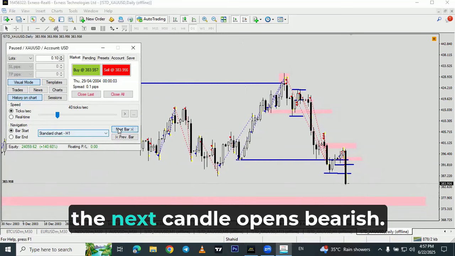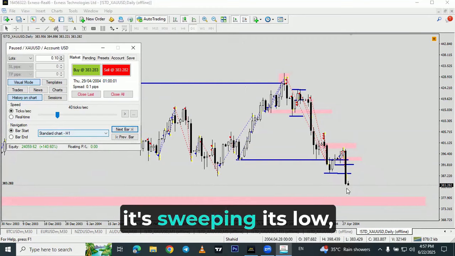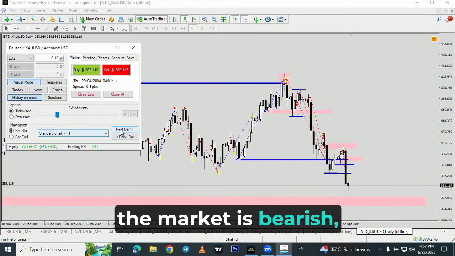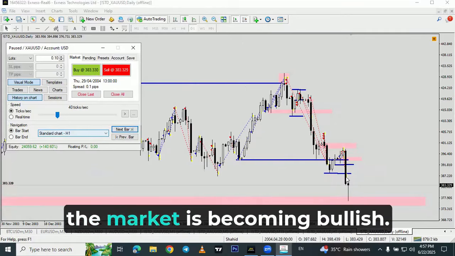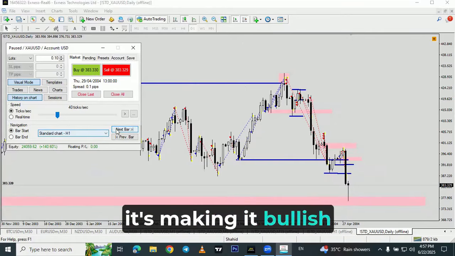Look here, the next candle opens bearish. Look here, it's sweeping its low. The market is bearish, oil is bearish. And look at this. After tapping in the same zone, the market is becoming bullish. Here it's making it bullish in the same zone.